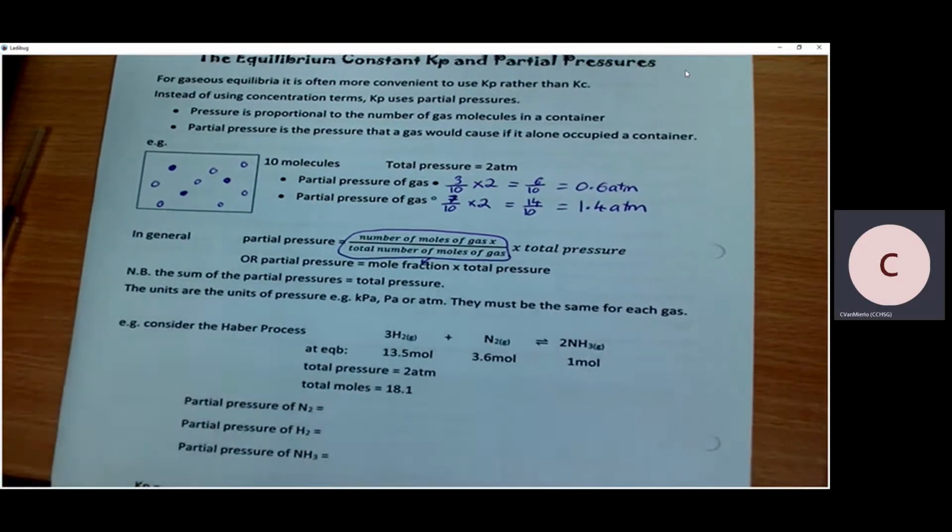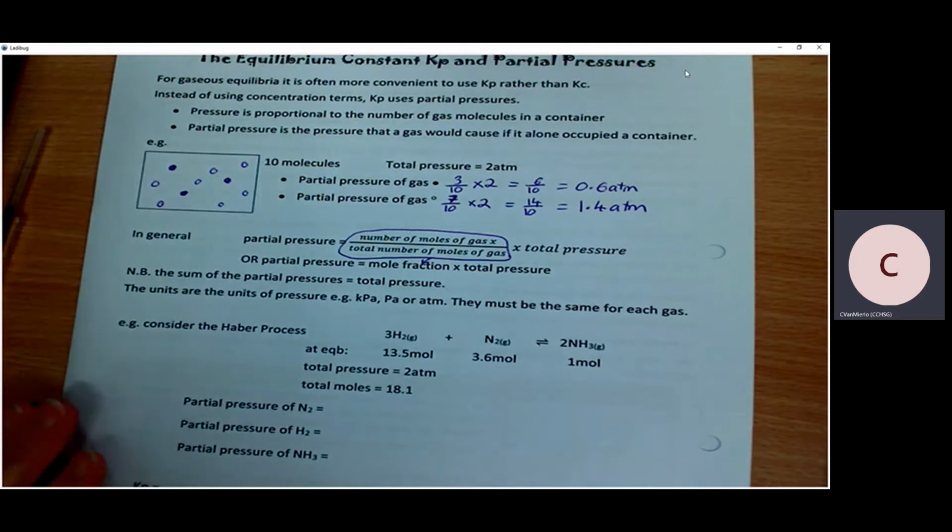And then I put a note down there. NB, the sum of the partial pressures is equal to the total pressure. So it could be that you're given 2 out of 3 partial pressures and you just have to do a subtraction to work out the third one. Now look out for units and make sure you take on board the units that are given to you in a question. When we were looking at this one, our total pressure was given in atmospheres, so our partial pressures are in atmospheres. You could be given kilopascals, pascals, or atmospheres, and then they'll just be the same as you work through them.